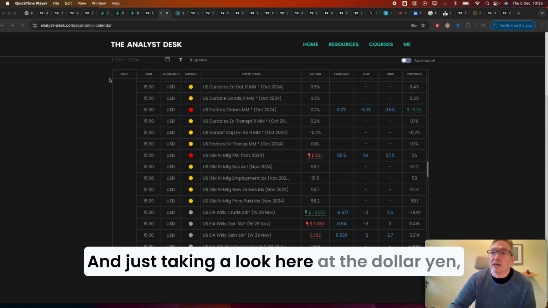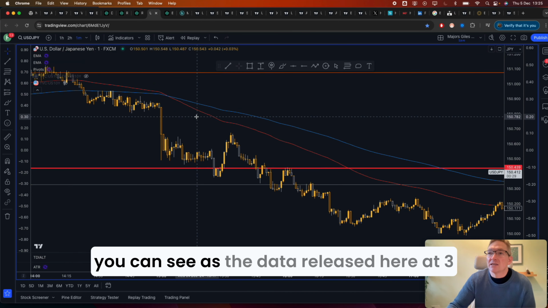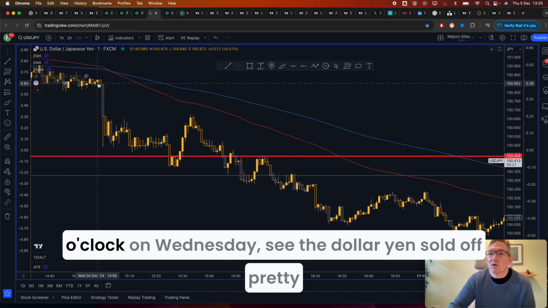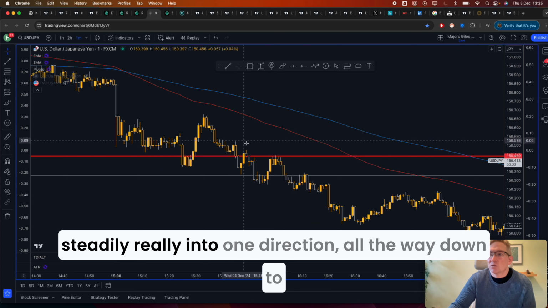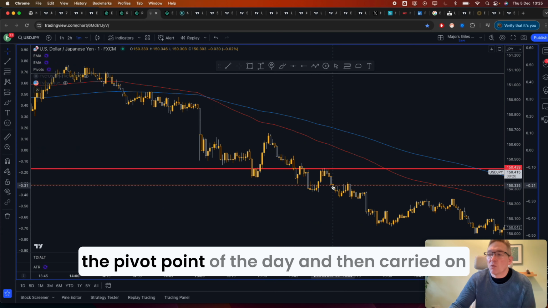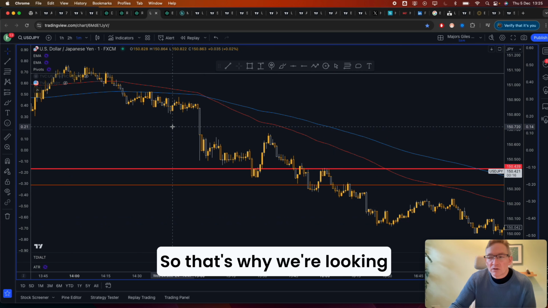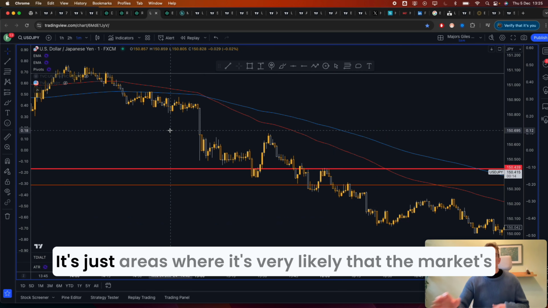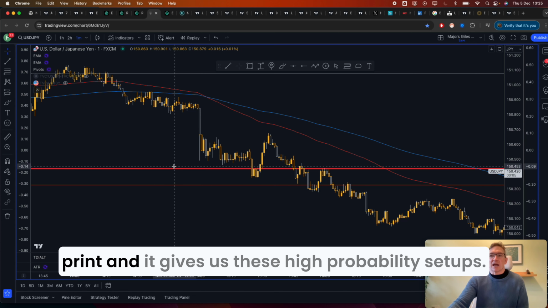And just taking a look here at the dollar yen, you can see as the data released here at 3 o'clock on Wednesday, see the dollar yen sold off pretty steadily, really into one direction all the way down to the pivot point of the day, and then carried on a little bit past it as well. So that's why we're looking for these high probability opportunities. It's just areas where it's very likely that the market's going to move in one direction out of the data print, and it gives us these high probability setups.